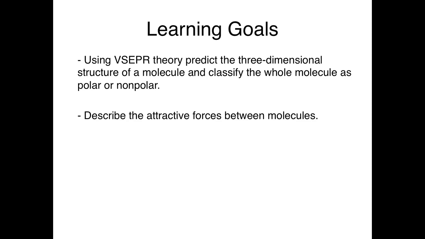Alright, so in today's lecture, it was a long one. By the end of it, you should be able to use VSEPR theory to predict the 3D shape of a molecule. And from the shape of the molecule and the polarity of the bonds, you should classify whether that molecule itself is polar or nonpolar. And lastly, you should be able to describe the attractive forces between molecules. If I give you a molecule, you should be able to tell me what kind of attractive forces it possesses.